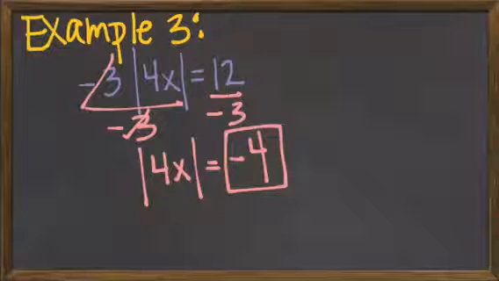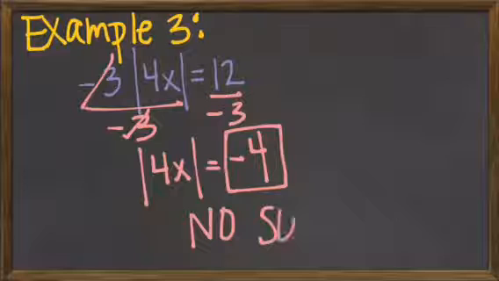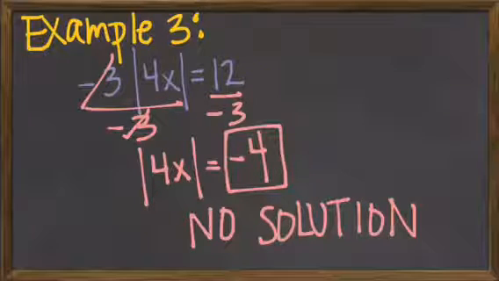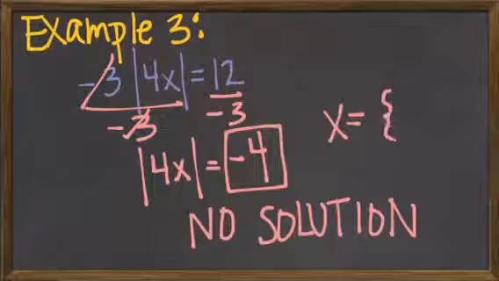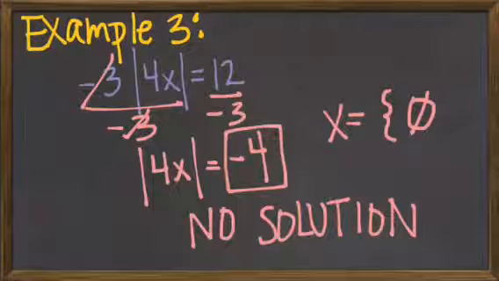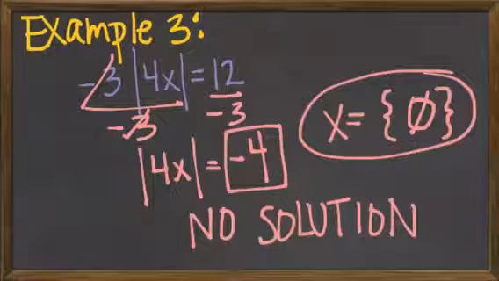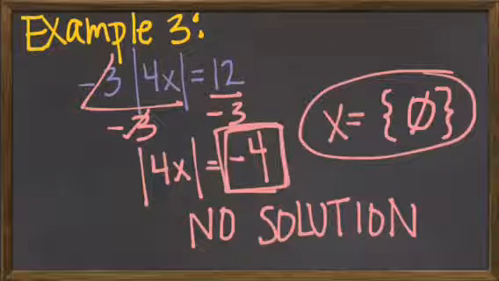So if you ever have this happen, the answer to this is no solution. And you may see this written as the solution set. So x equals, your squiggly brackets, a 0 with a line through it, which means no solution. Okay, so I'll do another example where there are solutions, but sometimes you have an absolute value equal to a negative, which means that's not actually possible.